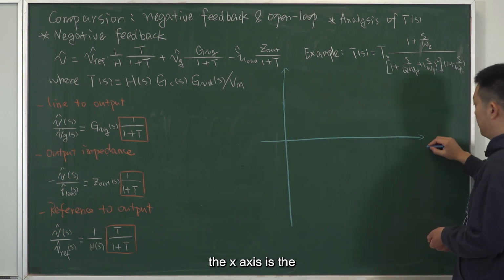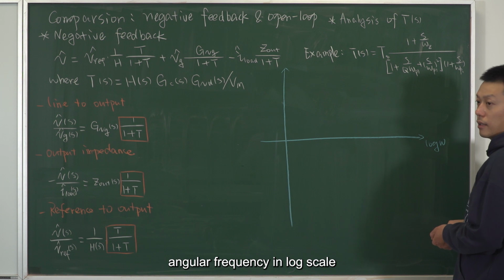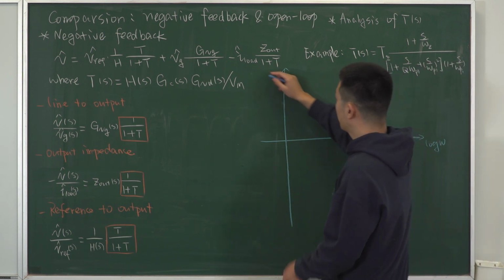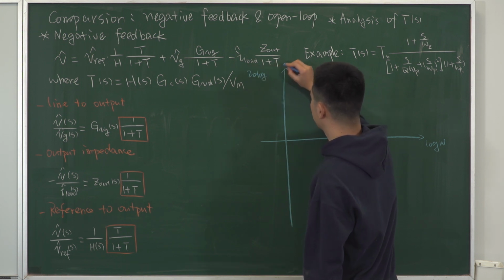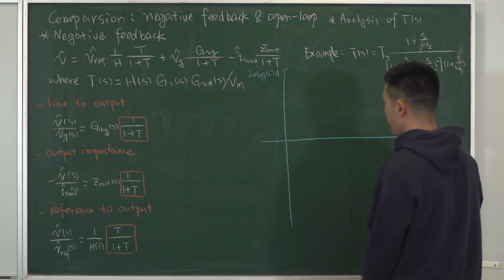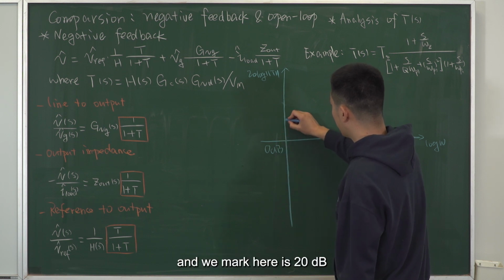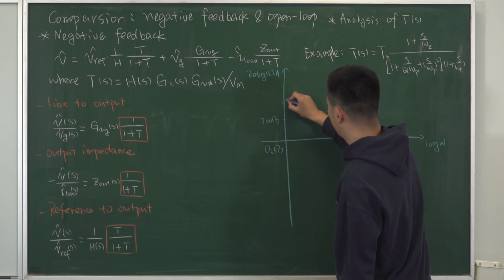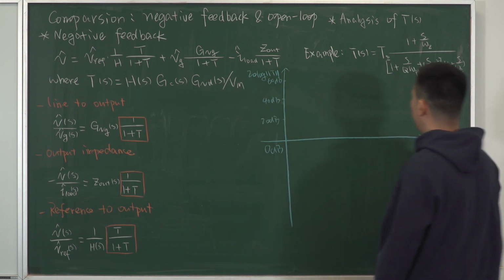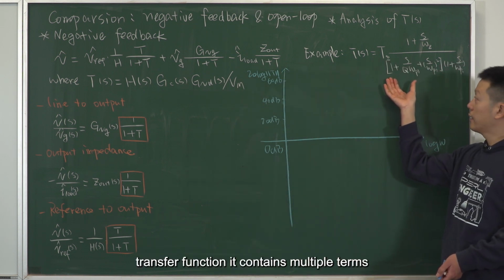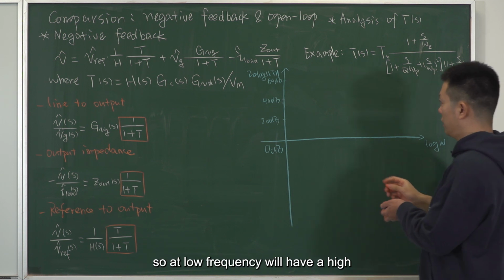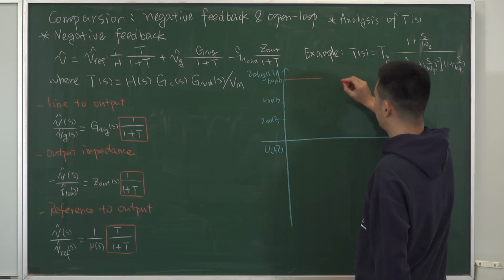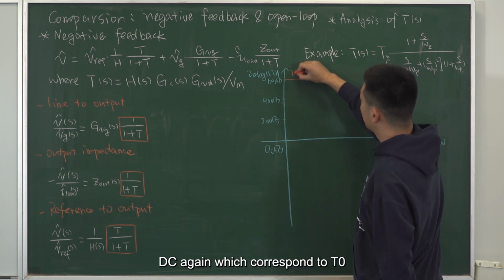The x-axis is the angular frequency in log scale, and the y-axis is the magnitude of the loop gain, so 20 log. Here is 0 dB, and we mark here 20 dB, 40 dB, 60 dB. For such a transfer function, it contains multiple terms. At a low frequency, the DC gain term will dominate. So at low frequency, we will have a high DC gain, which corresponds to T0.